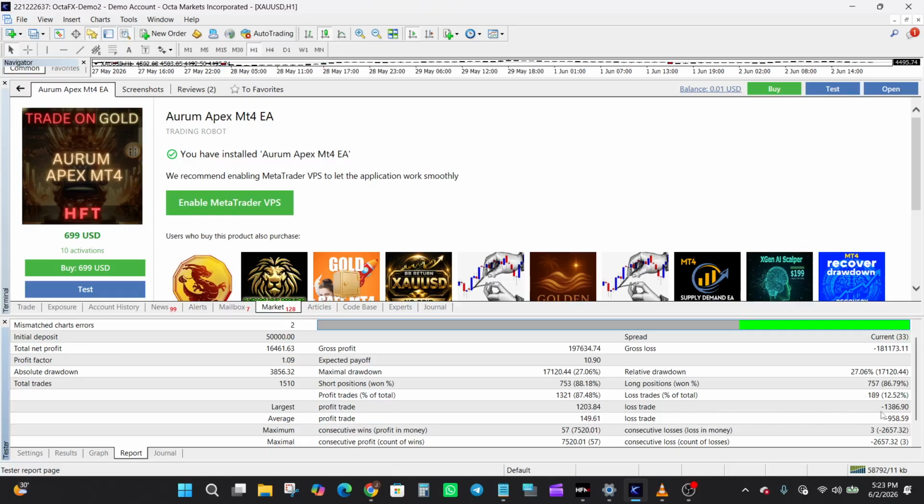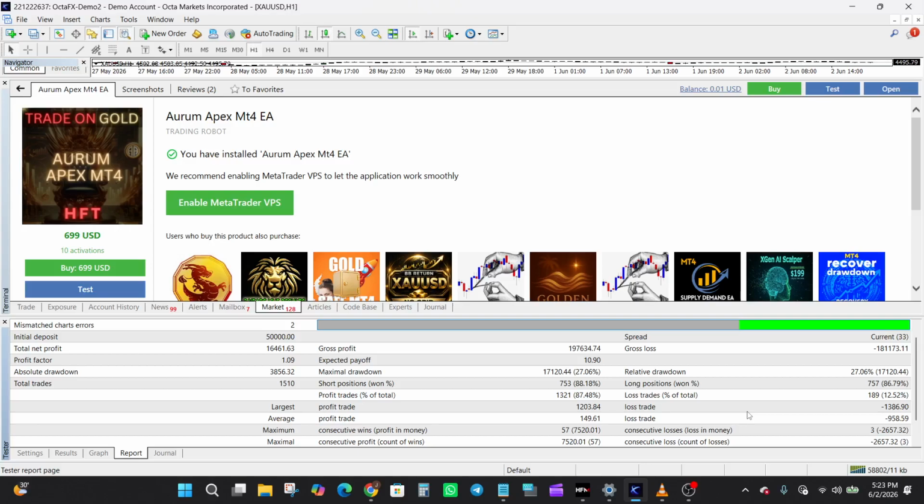1,203.84, largest loss 1,386.9, the average profit 149.61, average loss 958.59. Now, judging by the average profit and average loss, I would say that the risk to reward ratio is pretty bad.